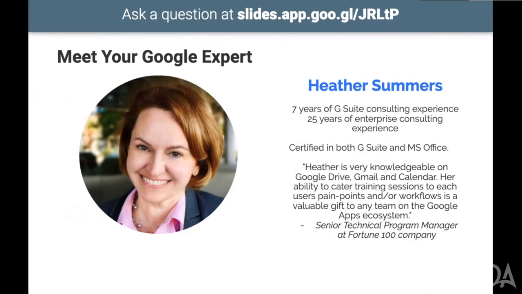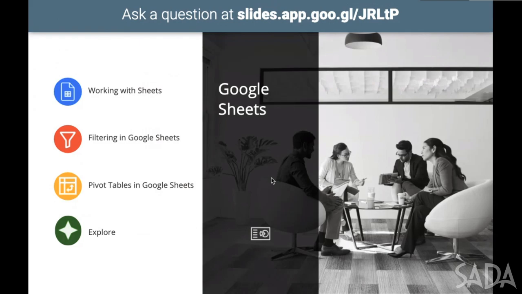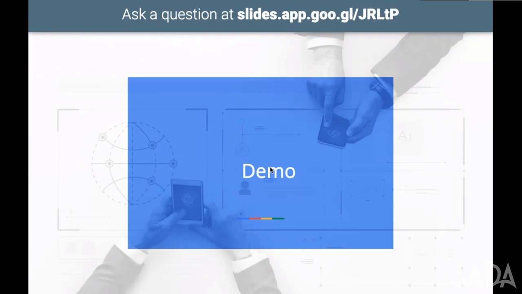We're going to go ahead and talk about how to work with Google Sheets. I put in an Excel sheet just to show you how we can make that into a Google Sheet and work with Excel. And I'm going to show you how to filter Google Sheets, how to do a pivot table, and then our Explorer function. I'm going to jump right into the demo, which I have set up here.